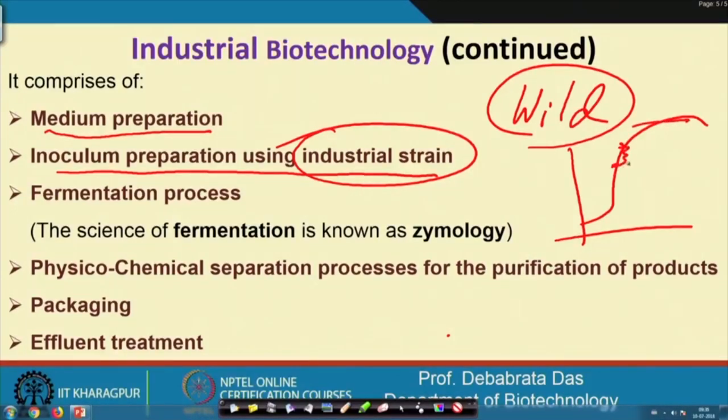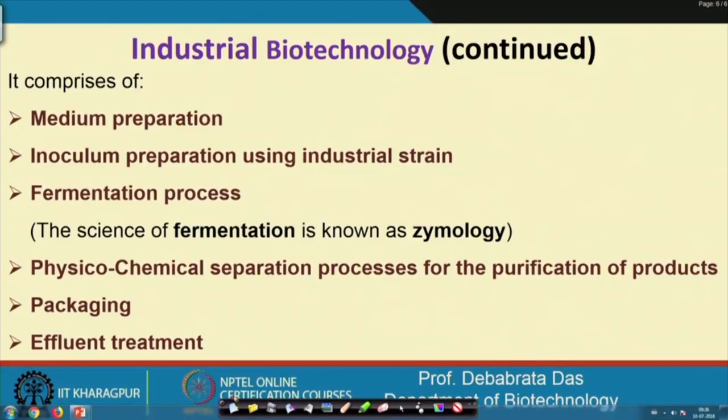In between this, we should take the culture for the culture preparation. Then the fermentation process, as you know, the living organism has some typical characteristics. They are very sensitive to the environment. So, environmental parameters should be controlled, for example temperature and pH, all this should be controlled properly, and we should give a favorable atmosphere, favorable condition to the organism, so that we can get the desired product.